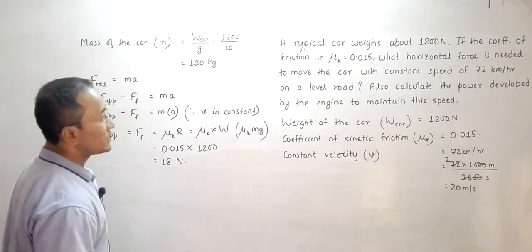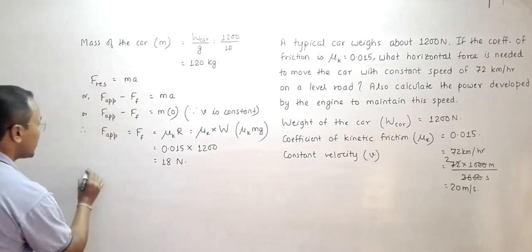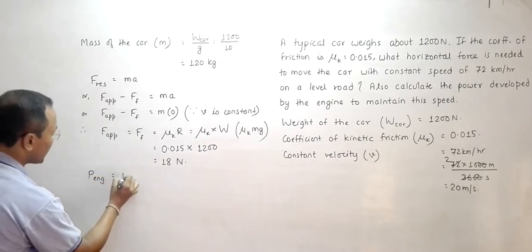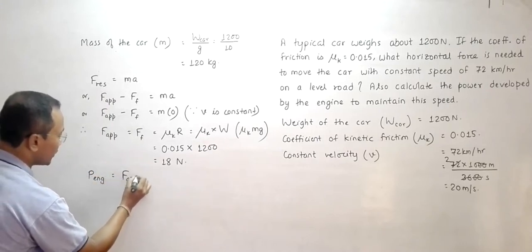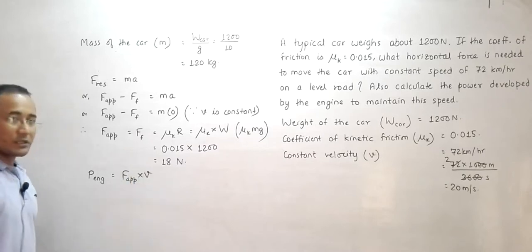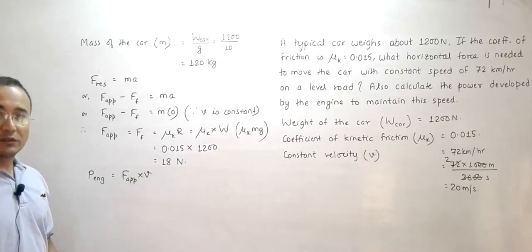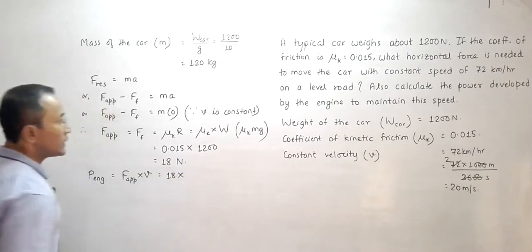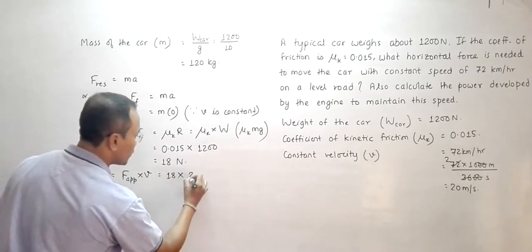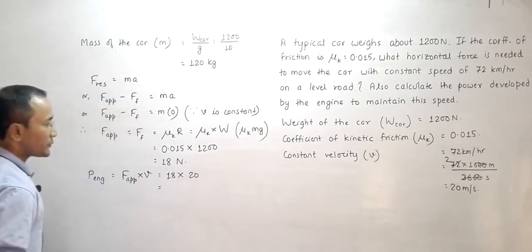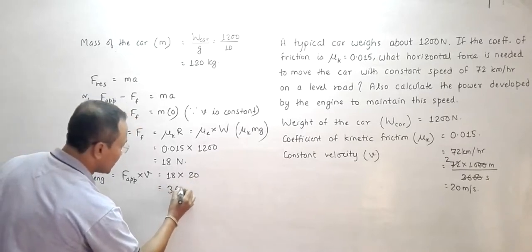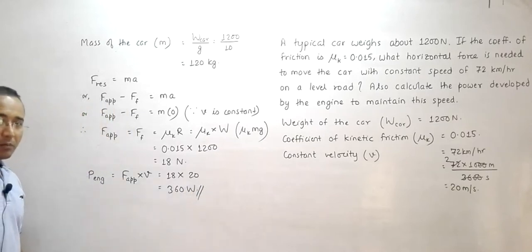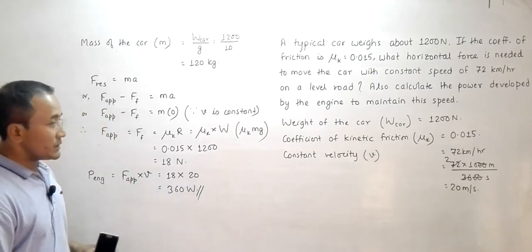And now the next factor is the power. The power developed by the engine should be equal to the force applied by the engine into the velocity, because one expression for power is force into velocity. That is 18 into the constant velocity 20, which will give us 360 watt. So this is the answer for the power. The power of the engine is 360 watt.